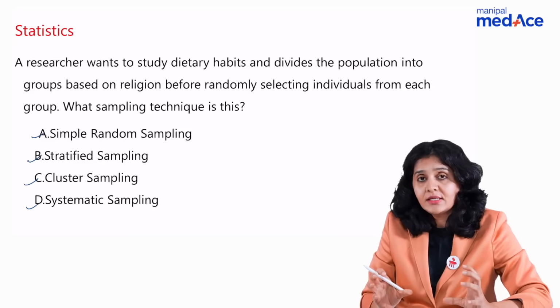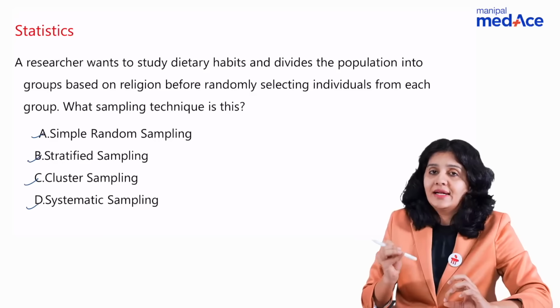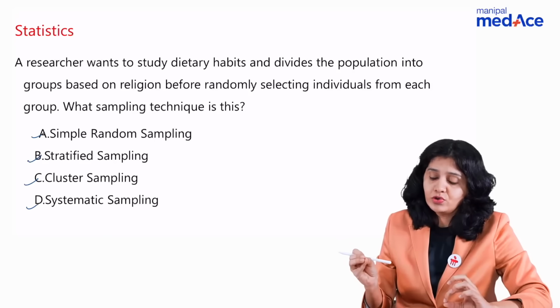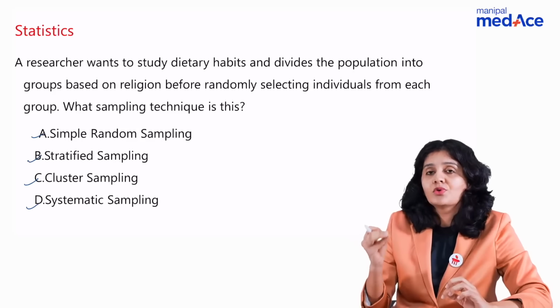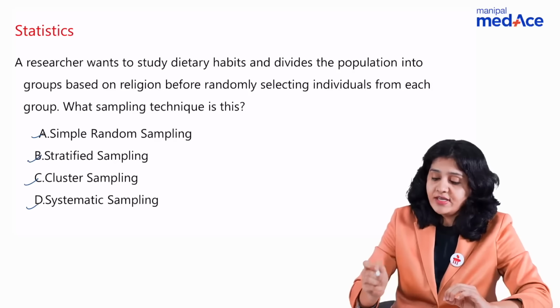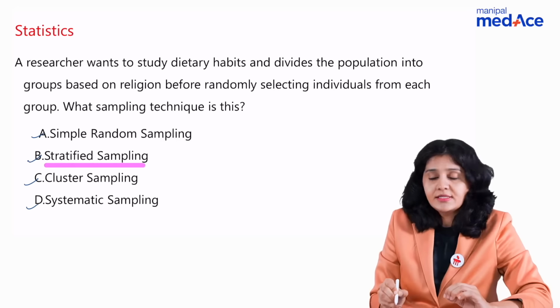The investigator is dividing the population into different groups, and from each group is selecting a certain set of individuals. So that is dividing the population into different strata. So what is the answer here? Stratified sampling technique, right? So the best answer for this is stratified sampling technique.